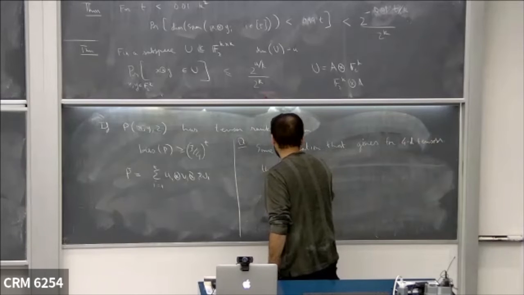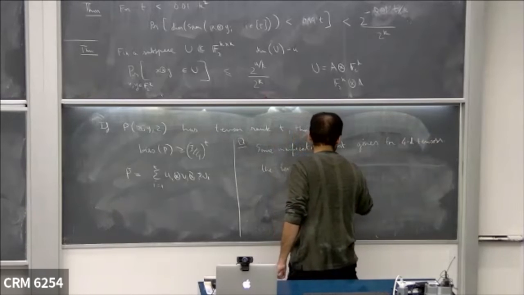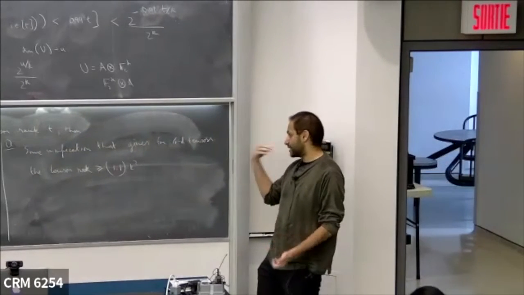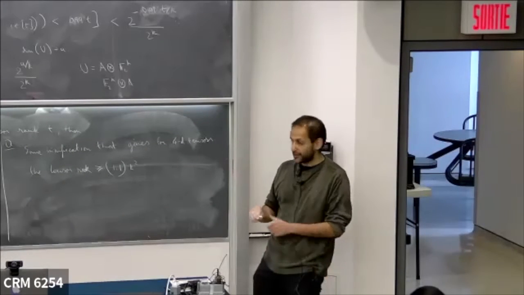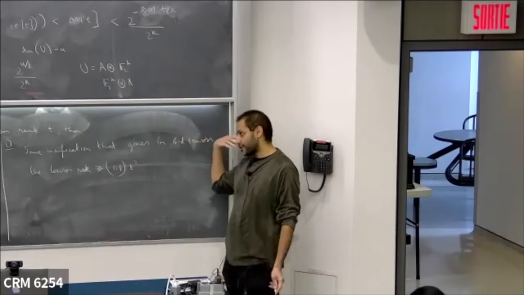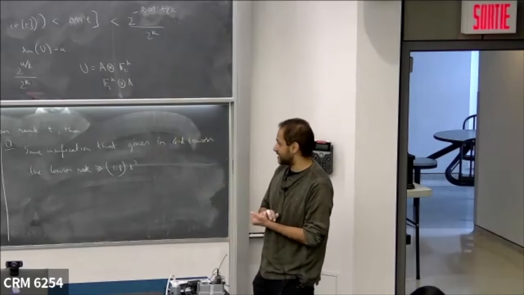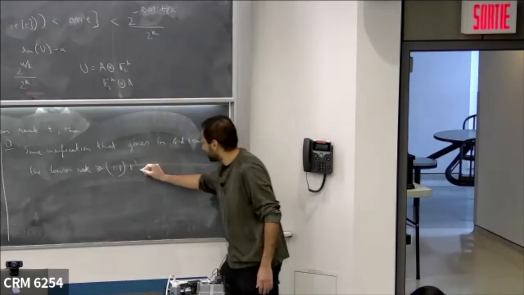Can the tensor rank be at least 1.1 times k squared? That is a famous open question. Do we know how to give an explicit tensor whose tensor rank is slightly more than k squared? This we do not know how to do. Some implication about the bias, or some property of P, maybe correlation with lower degree polynomials, that gives this would be really, really nice.